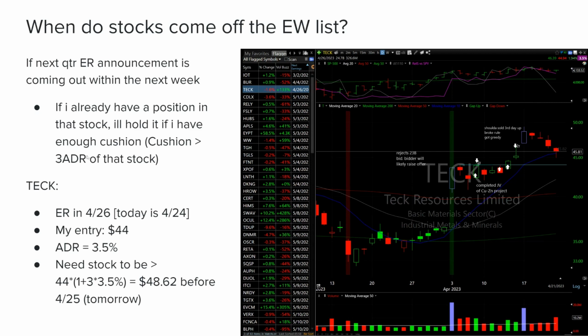A lot of this will also depend on the market environment. So right now, since we're in a bear market and the market environment is not very bullish, if a stock just had a 3 ADR cushion, I would probably still take half off and hold a very small piece into it. But in a bull market, I would be happy to let the entire position go into the earnings because the market as a whole would be a lot more forgiving if the earnings are bad.